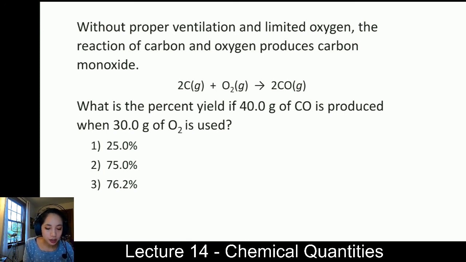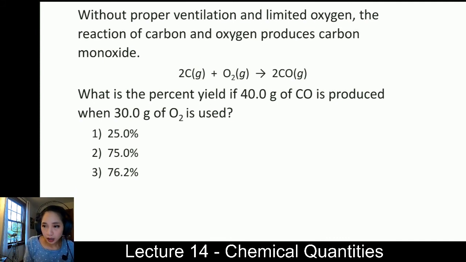In this question, it says, what is the percent yield if 40.0 grams of CO is produced when 30.0 grams of oxygen is used up? We're assuming that there's an excess amount of carbon because it doesn't say anything, so all of the 30.0 grams of oxygen is used up. This is the number we will use to get our theoretical yield. Because the question says 40 grams of CO is produced, this number, 40 grams of CO, is our actual yield.